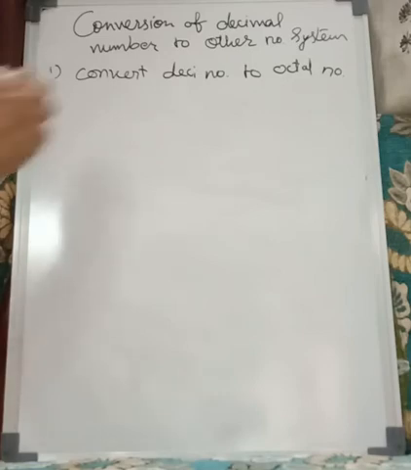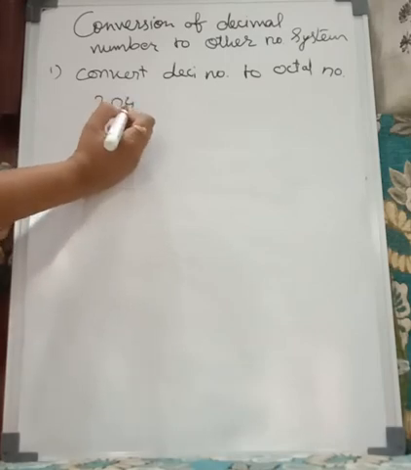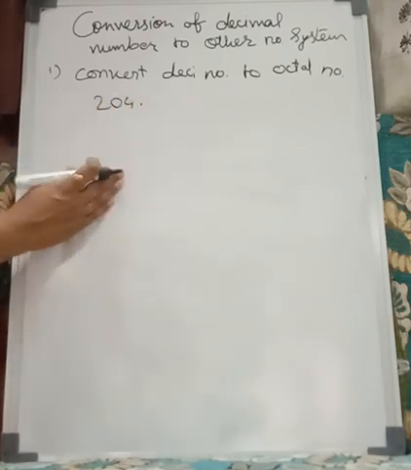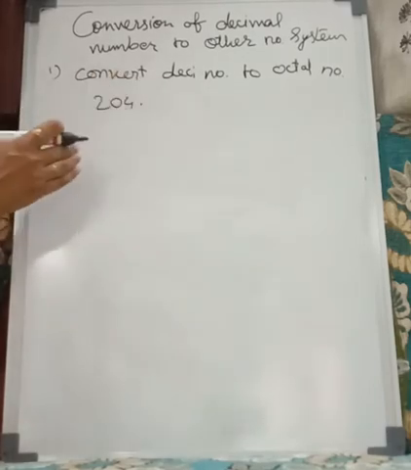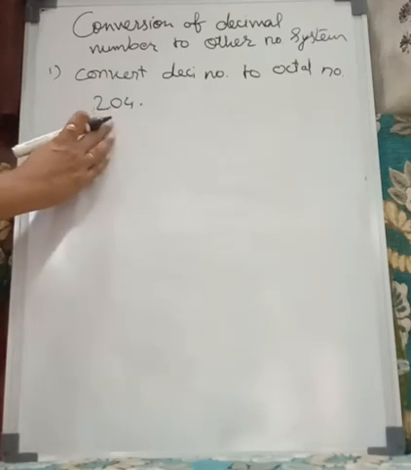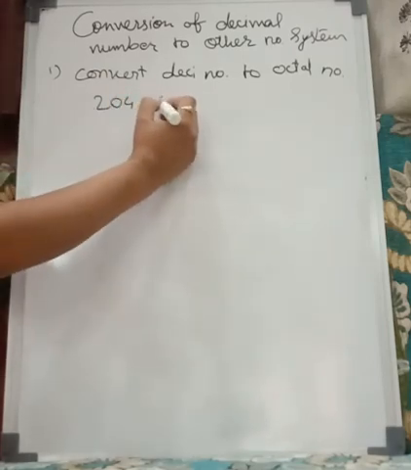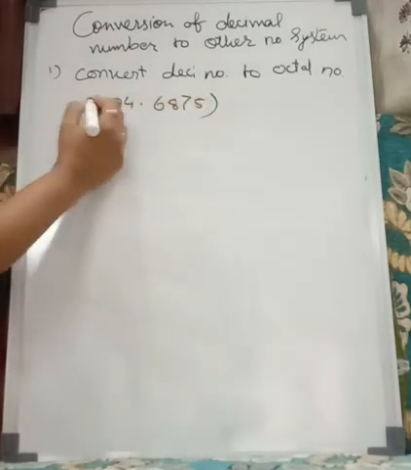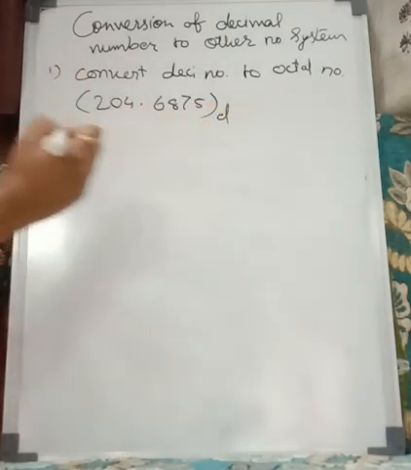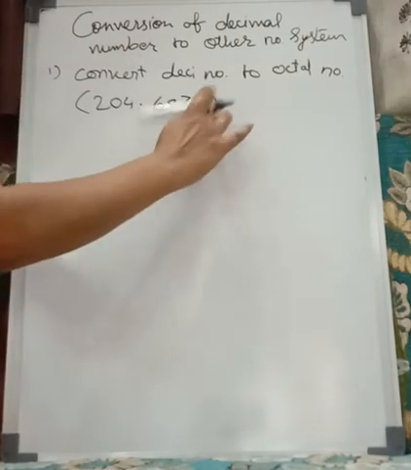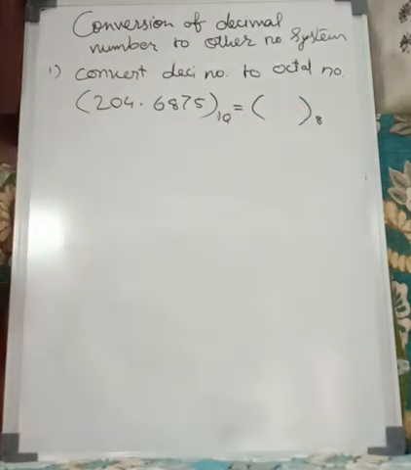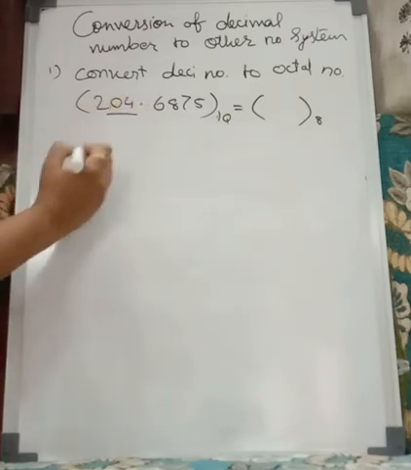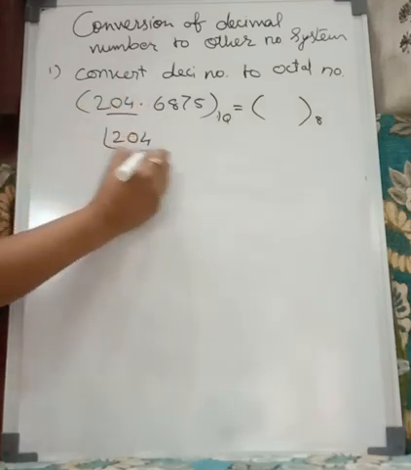So suppose we consider a number 204 point, including both the integer part and the fractional part, that is 204.6875. Okay, 6875. This is my decimal number, and I need to convert this decimal number into an octal number, with base 8. So very similar to what we have done in the case of binary. First we will take the integer part, that is 204, and divide it by 8.